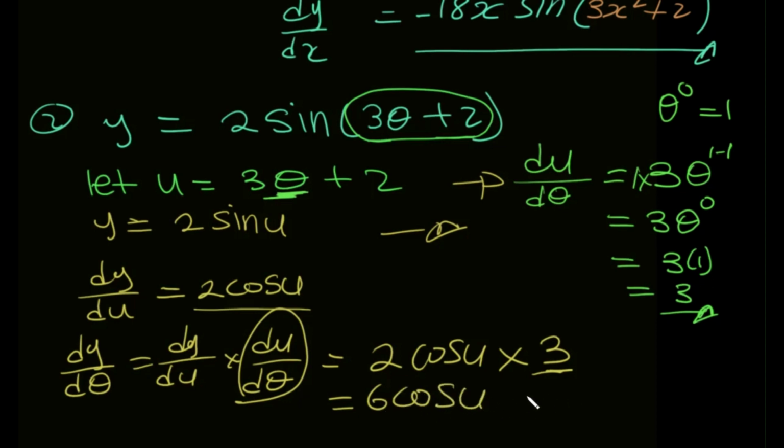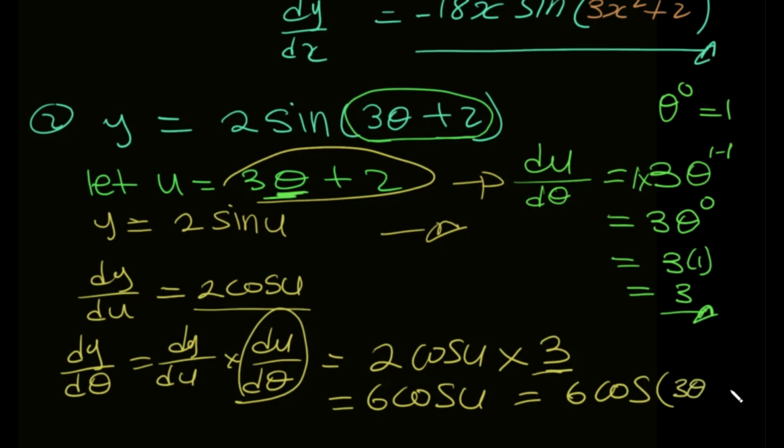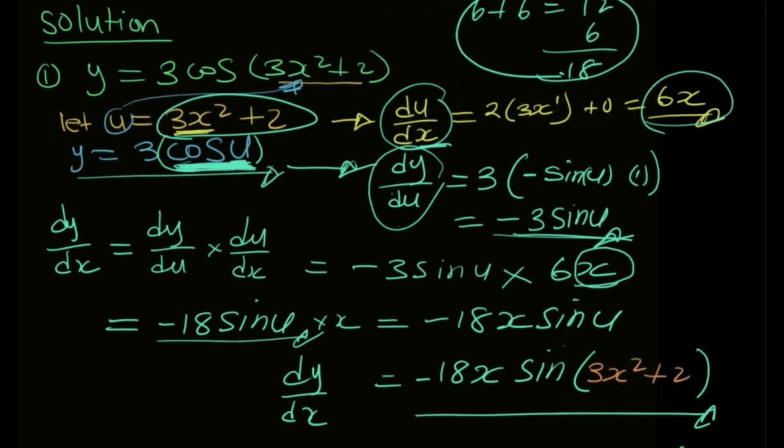Do we know what u is? Yes, we do. So 6 cos, there is u, yes, there you are. 6 cos 3 theta plus 2. And that is our answer. That is our answer for the second one.